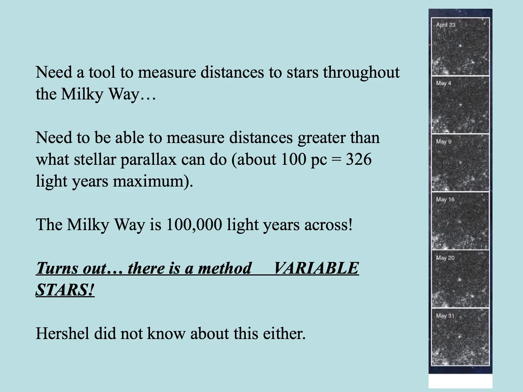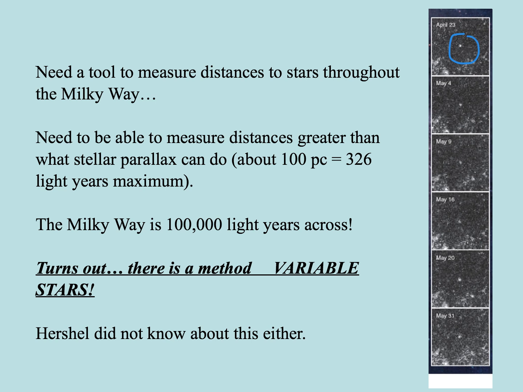You might be wondering how we can measure distances to these far-off objects. We've talked about the parallax method before, but that only works for objects that are relatively close to us. We need to be able to measure distance accurately to much farther off objects, as the Milky Way is huge, 100,000 light-years across. There are a couple of easy ways, one using variable stars, but Herschel didn't know about these methods in his time. Take a look at this set of images.